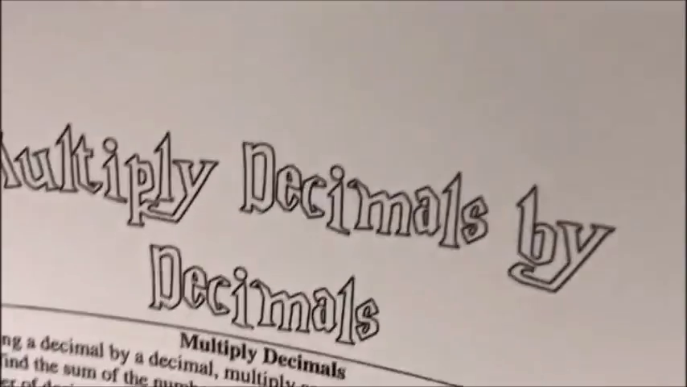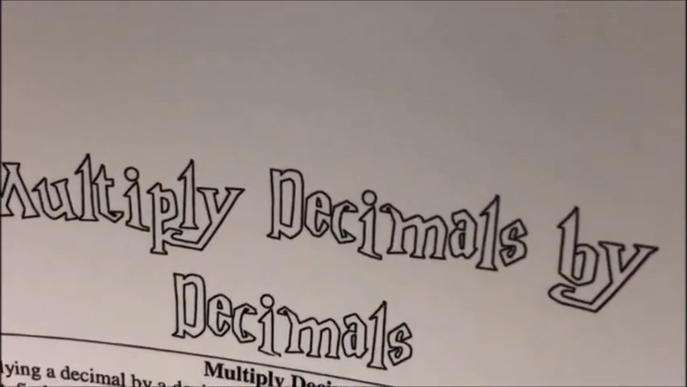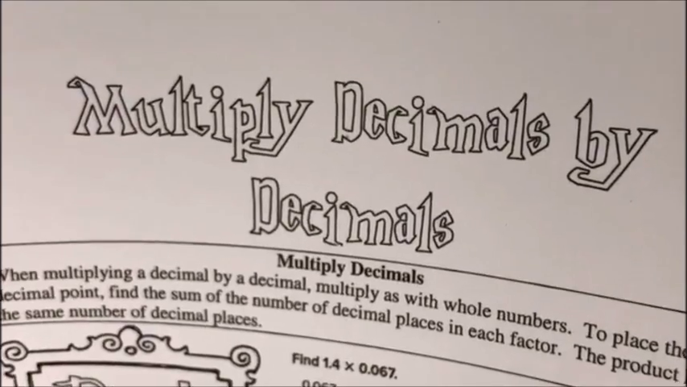On page 52, you're going to glue in multiply decimals by decimals, again with try it problem A. On page 53, you're going to glue in the other multiply decimals by decimals with try it problem D.